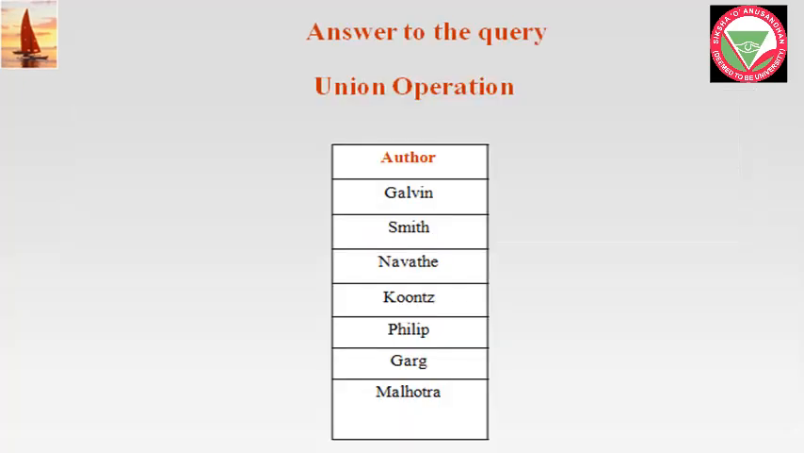So this is the answer to the query that we have asked based on the union operation. So here what has happened is we have listed out the names of all the authors who belong to the relation book as well as who belong to the relation article. Only one person is more in article, which is Malhotra, but the rest of the authors are absolutely the same.